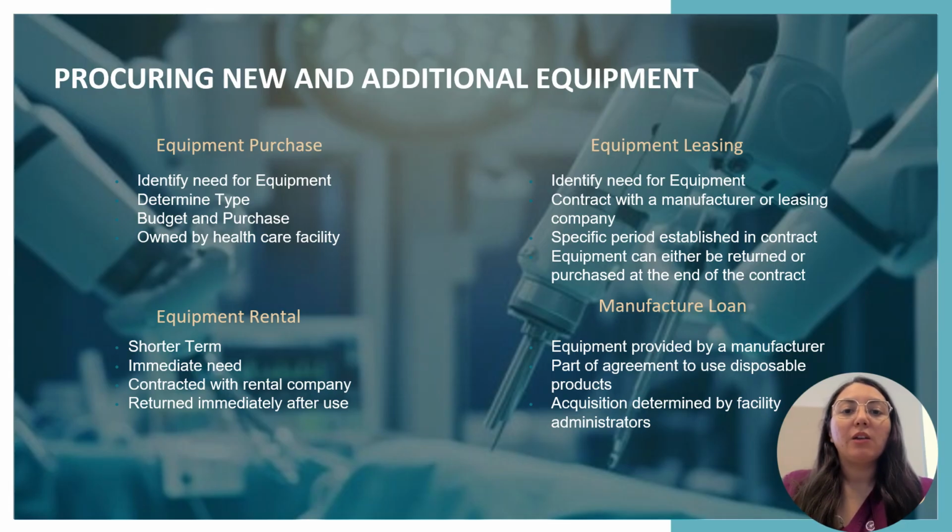A healthcare facility will rent equipment when it is needed for immediate use, such as with equipment shortages or for special cases. The equipment will be contracted with a rental company and returned immediately after use so as not to incur excessive charges. A manufacturer's loan provides equipment to a facility as part of an agreement established by facility administrators. These typically involve disposable products such as pads, tubing, and sleeves.